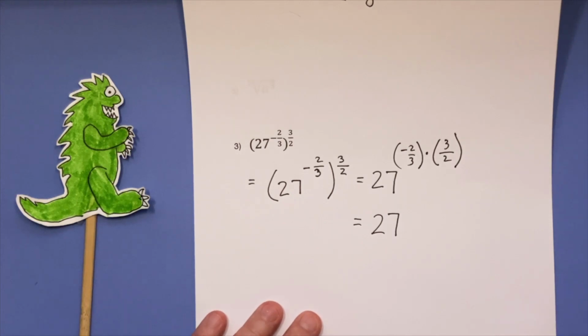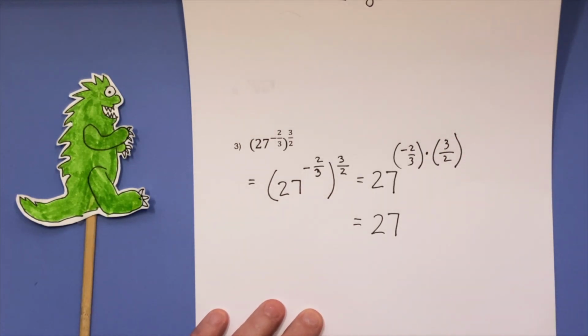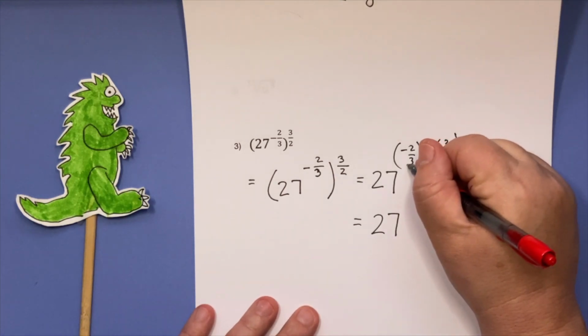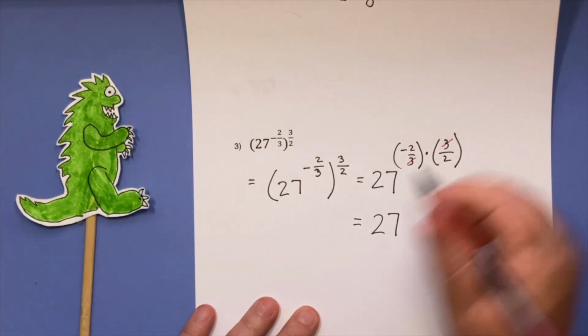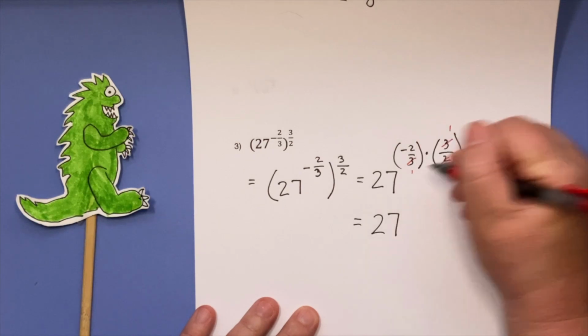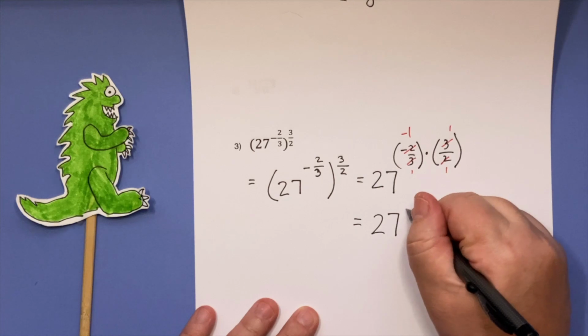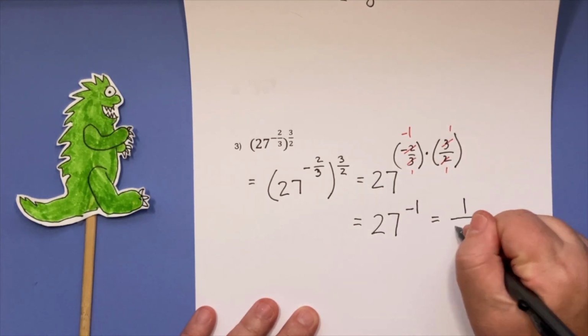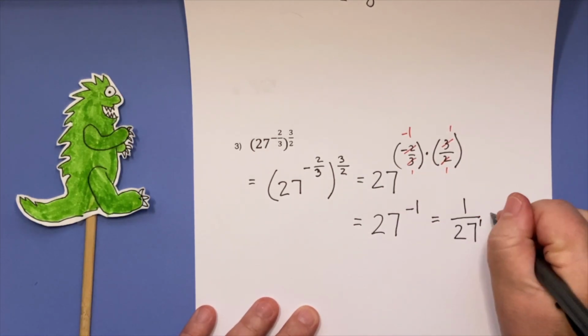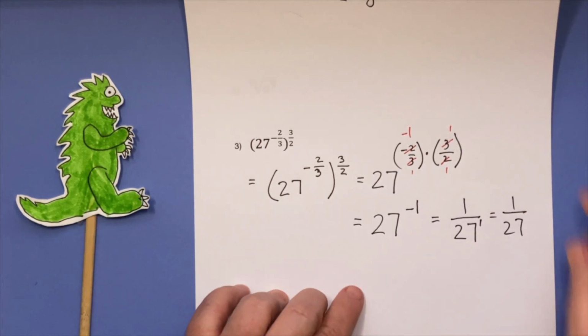You can actually cancel these fractions. I know, it seems a little bit weird, but even though they are exponents, they behave just like regular fractions. So, for example, the 3 here and the 3 here cancel. And the 2 here and the -2 here cancel and leave a -1. So we actually have 1 over 27 to the first power, which is 1 over 27. Isn't that cool? It's so cool.